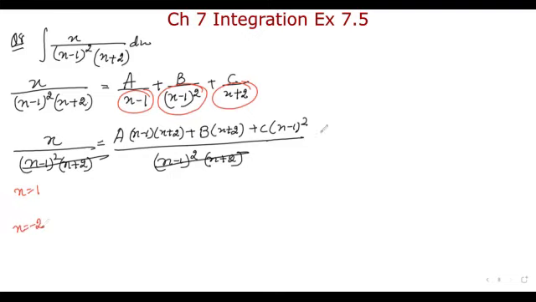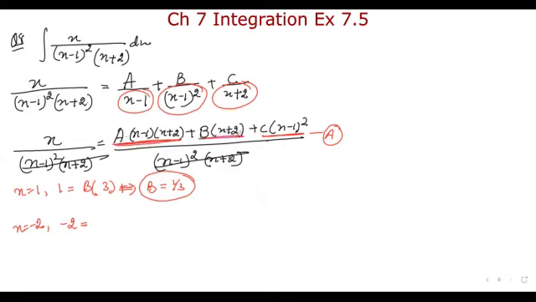Let us now put this in equation number A. Now if I put x as 1, this is fine. If I put x as 1, this will be 0. So I am not putting. So 1 plus 2 will be 3. Plus if I put here 1, it will again be 0. So this implies the value of b is 1 by 3. Then if I put x is equal to minus 2, this will be minus 2. This will become 0. This will also become 0.